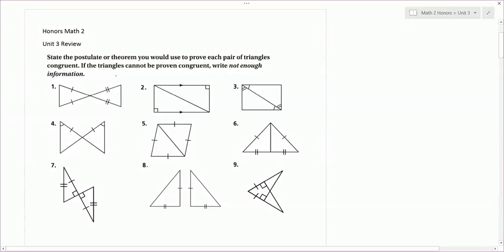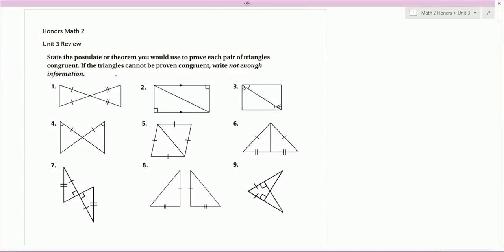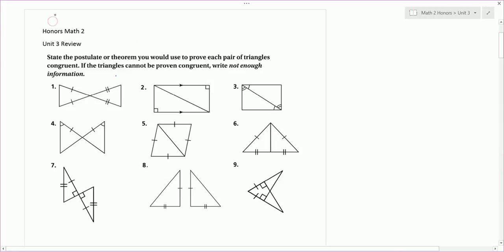This is the Honors Math 2 Unit 3 review. For the first few problems, it asks to state the postulate or theorem that you'd use to prove each pair of triangles congruent. If the triangles cannot be proven congruent, then you write not enough information.